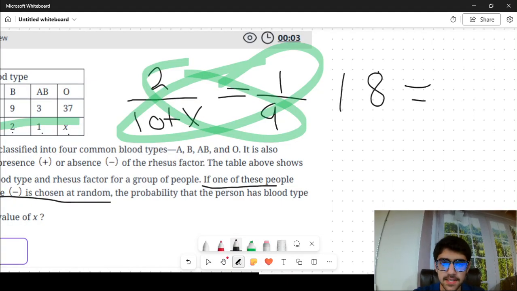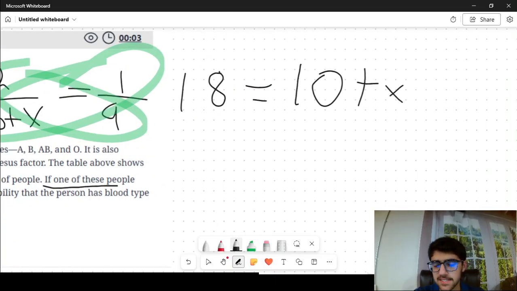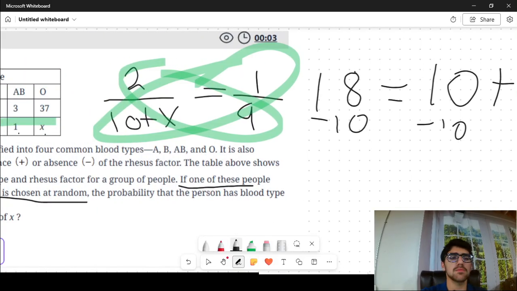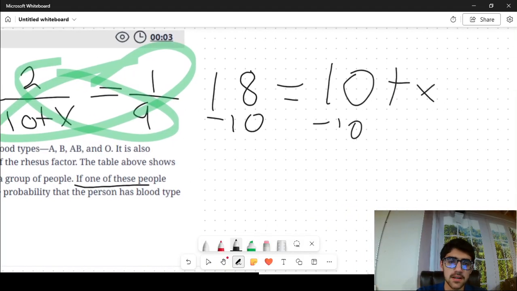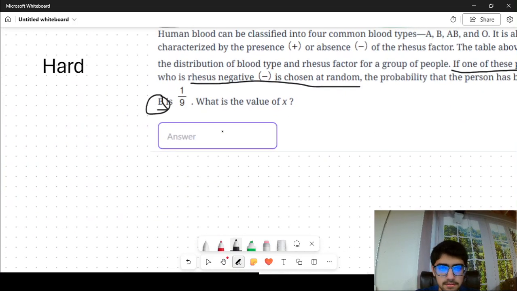18 equals 10 plus x times 1, which is just 10 plus x, because anything times 1 is itself. And then we're just going to isolate the x, so subtract 10 from both sides. We cross multiply, if that wasn't clear, to remove the denominator so that we can work more easily. So minus 10, you get 8 is equal to x. So the answer would be 8 right here.